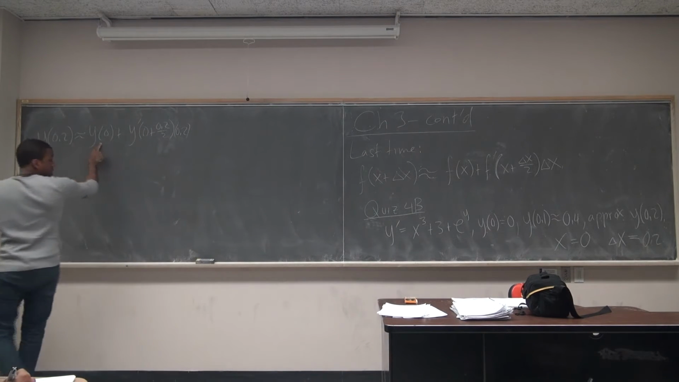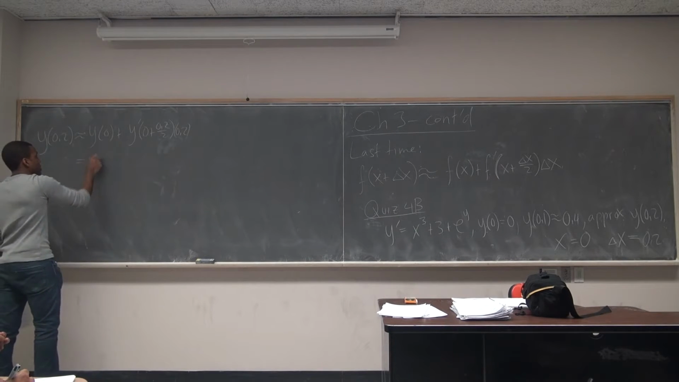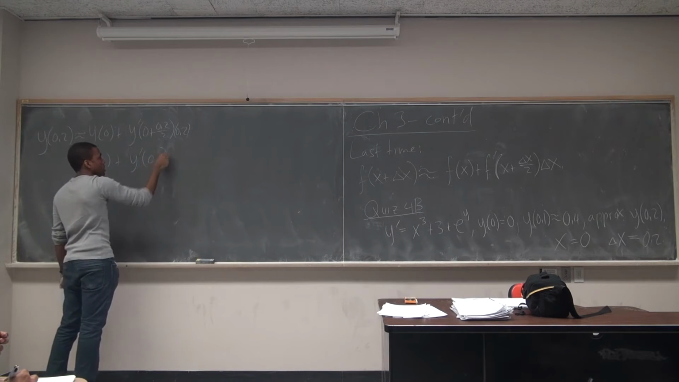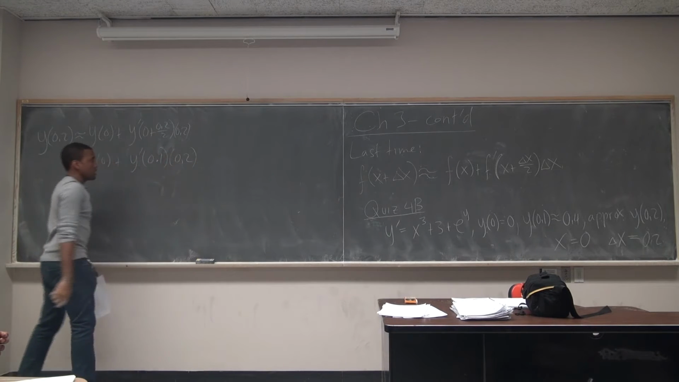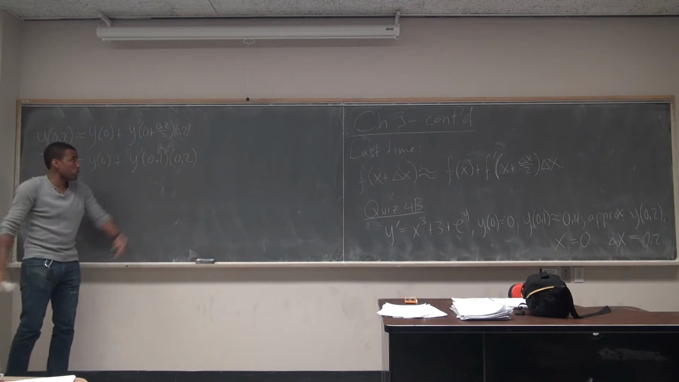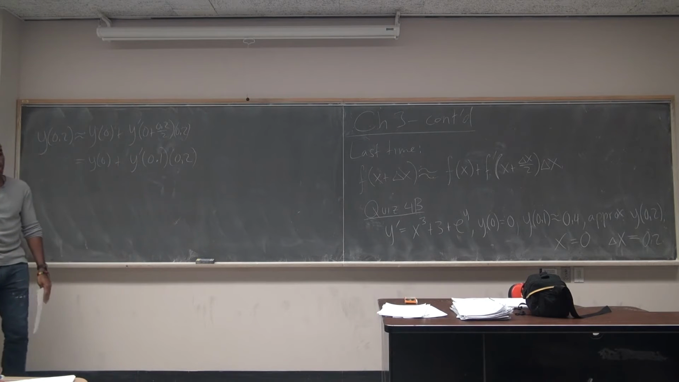Now y of 0 we already know, that's given, right? So now the question becomes, this would be y prime of 0.1, right? So this I have given, that's an initial condition. That's just 0.2. The question is, what is this guy? How would I find y prime of 0.1?